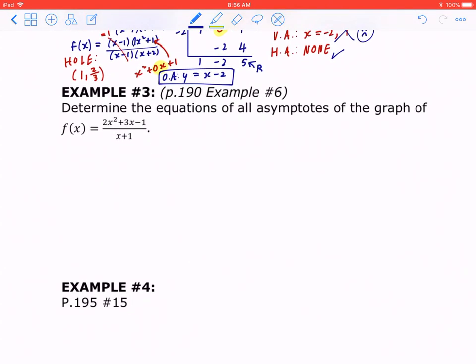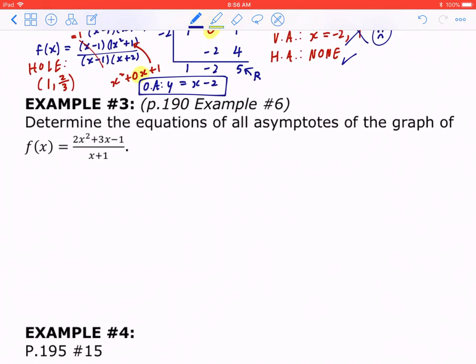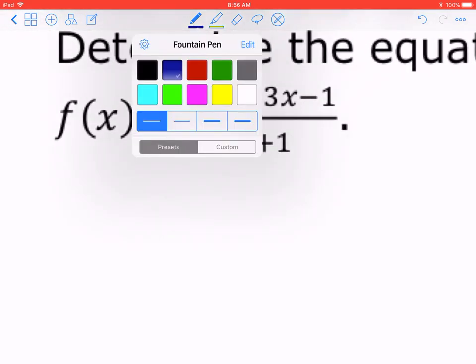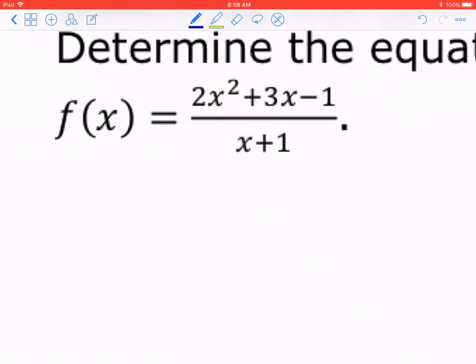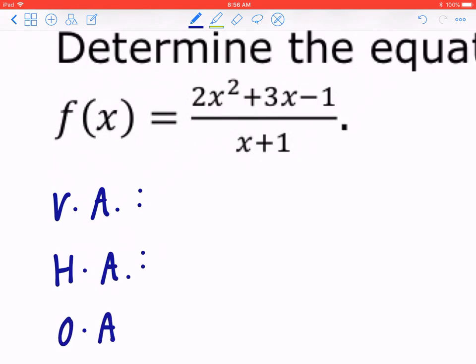Let's keep going. Example number 3. Determine the equations of all asymptotes of the graph f of x equal to 2x squared plus 3x minus 1 divided by x plus 1. So again, here we go. Very doable. By inspection, x cannot be negative 1. So the vertical asymptote is located at x equal to negative 1.